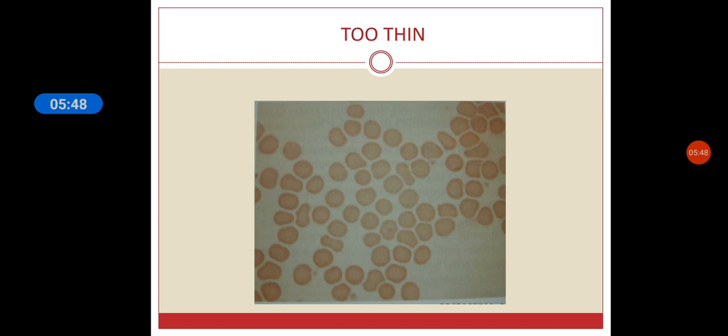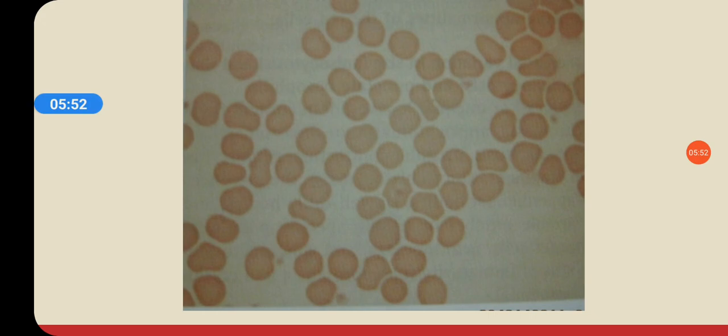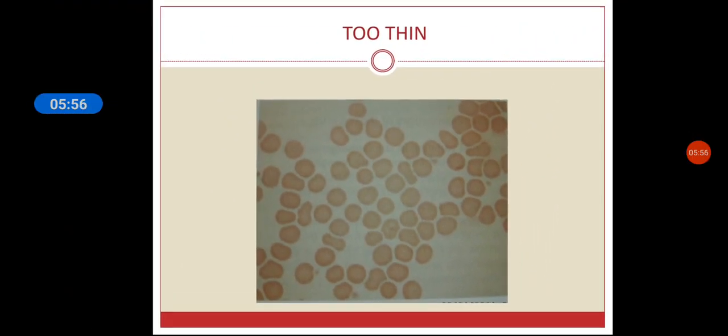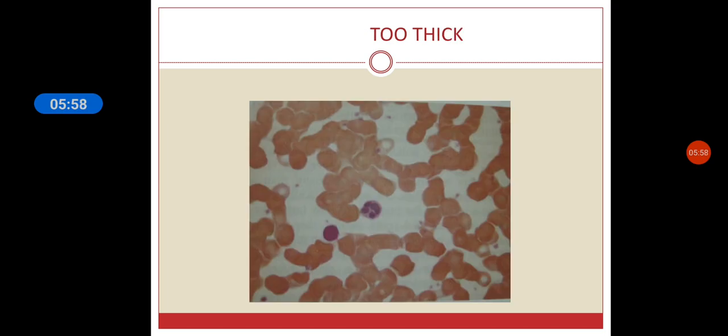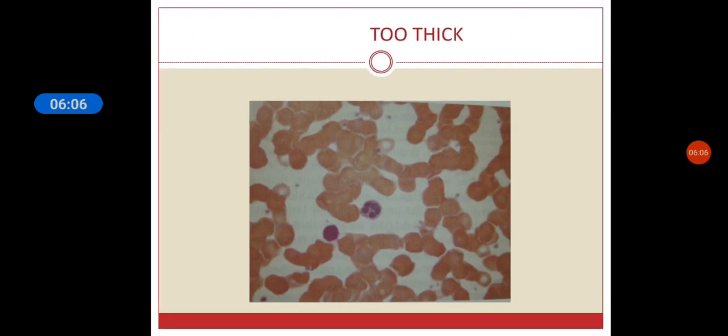Next, we can see that this is a thin smear. If you can see, the RBCs are widely spaced. It should not be like this. It should be touching each other. Then this is a smear where you can see the RBCs are overlapped. So that means this is a thick smear. So this is also not ideal. The ideal thing is the RBCs should just be touching each other. They should not be overlapping or widely placed.